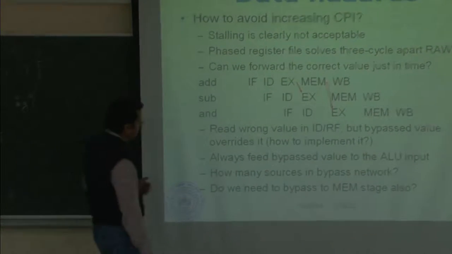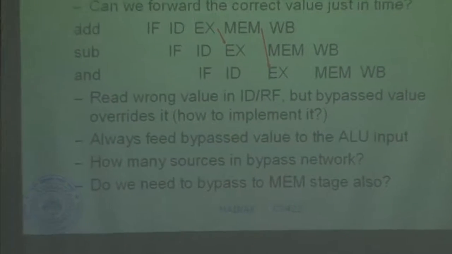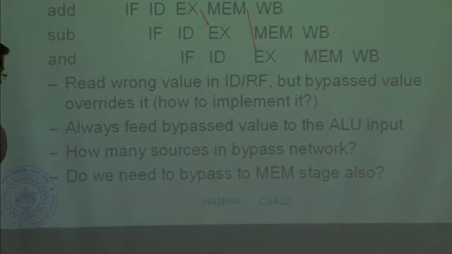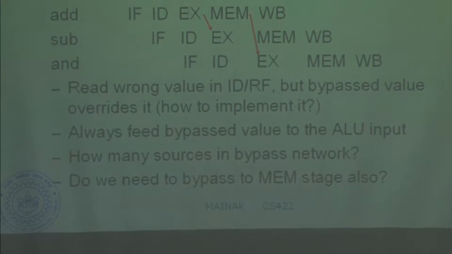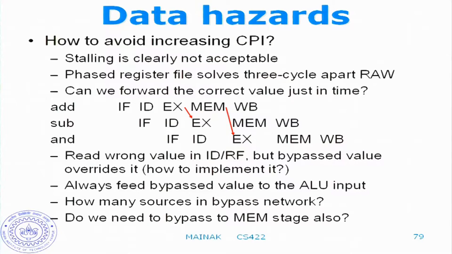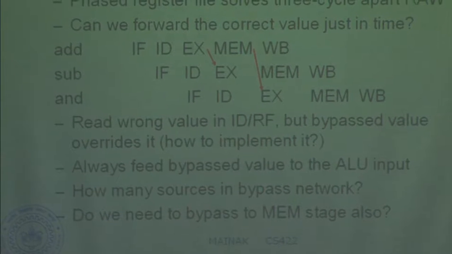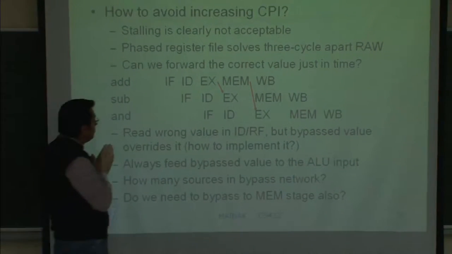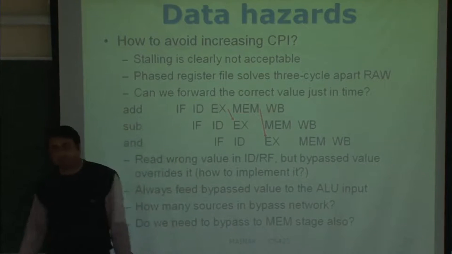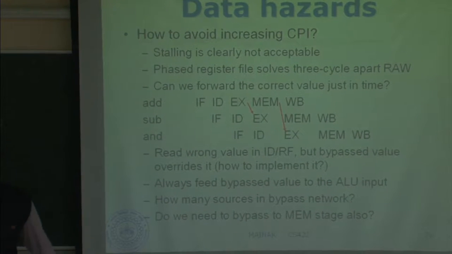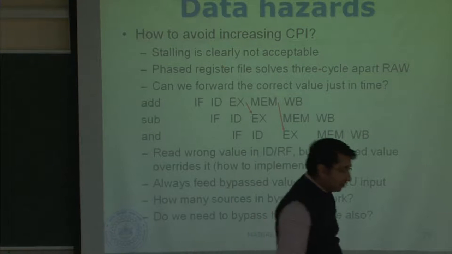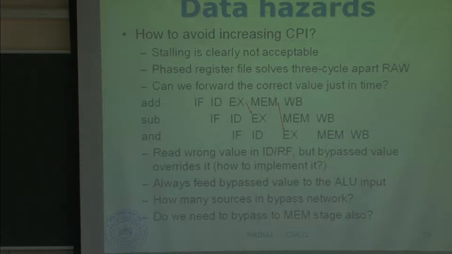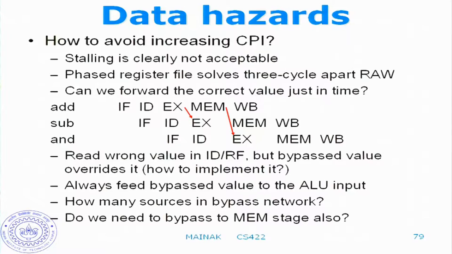So the question is how do you really implement it? You always feed the bypassed value to the ALU input. The question is how many sources in the bypass network, and do we need bypass to the memory stage also? Here we're showing bypass only to the execution stage. First let's take each of the questions at a time. How do you implement this bypass? I read a value from the register file, which is wrong. So there are two questions now. Before I enter the value to the ALU, how do I know that I read a wrong value? That's the first question. And if I can figure out that I read a wrong value, how do I override it with a new value? What kind of logic circuitry do I require here?